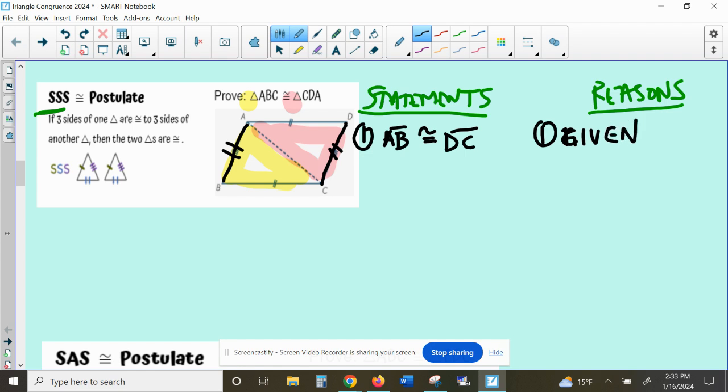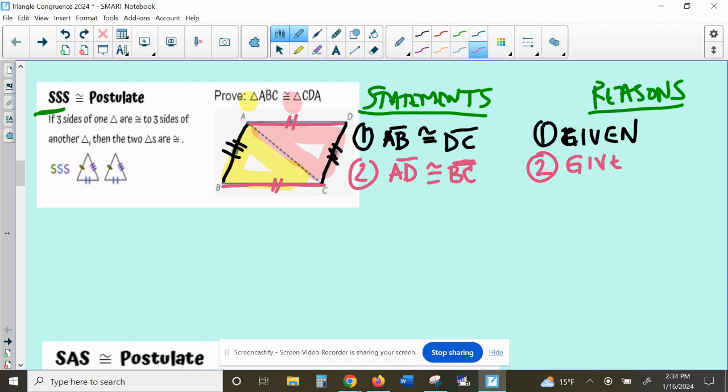Okay, let's think about our next thing. Still looking at the picture, it looks like we have a double tick and a double tick. I guess these ones over here were triple ticks. So we have this double tick and double tick. These two pink sides, from here to here and here to here, are marked congruent. So my step 2 would be that AD is congruent to BC. And that is also given because they drew the little tick marks in the picture.